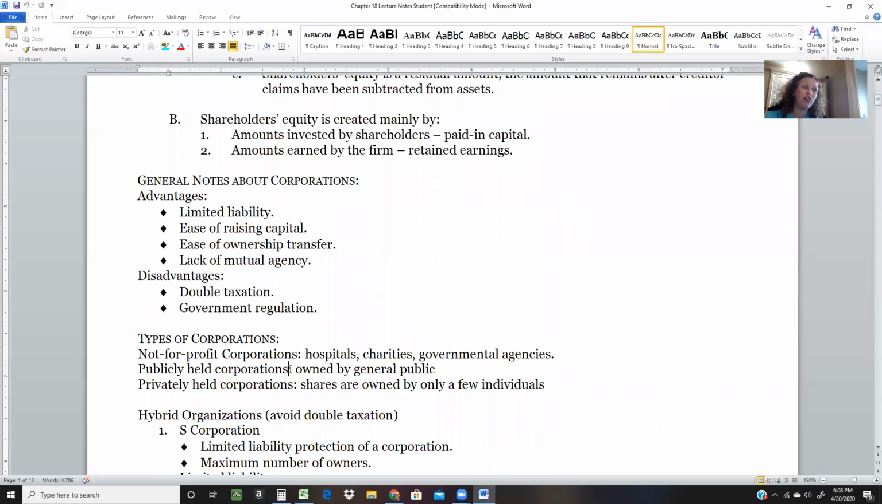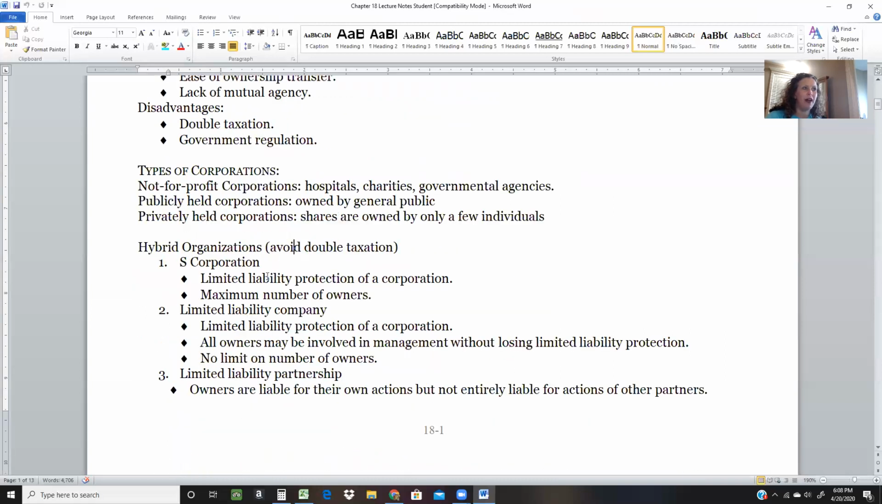Publicly traded corporations are ones that you can buy stock for on the market. Privately held companies like Coke and Cargill are both privately held corporations headquartered in Wichita, and two of the largest privately held corporations in the world. Not-for-profits are things like hospitals, and they have a different kind of accounting, which we'll learn about in fund accounting next year if you take it.